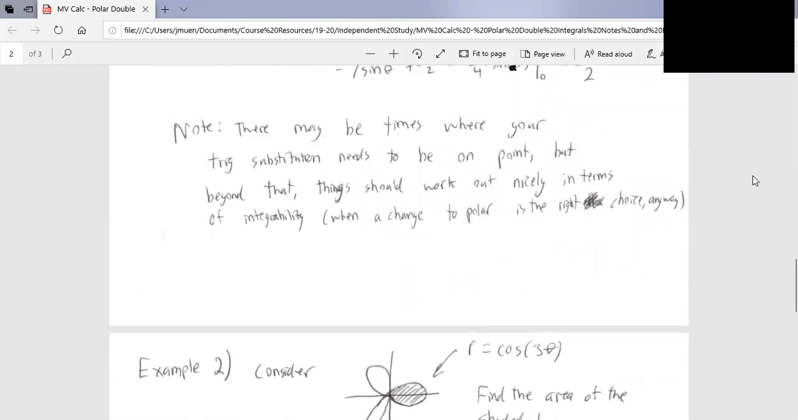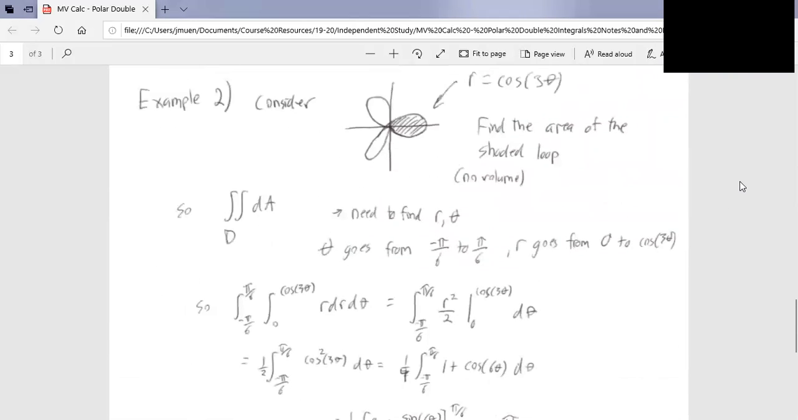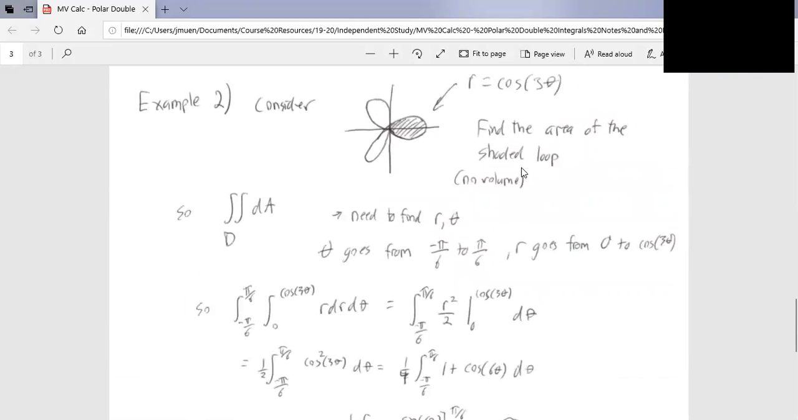So let's try another example here. In example 2, we're going to consider the clover defined by r equals cosine of 3 theta. This is just an area that we're looking for. We want to find the area of the shaded loop here. So what we want to do here is the double integral of just dA.